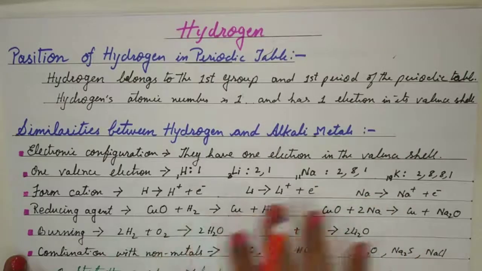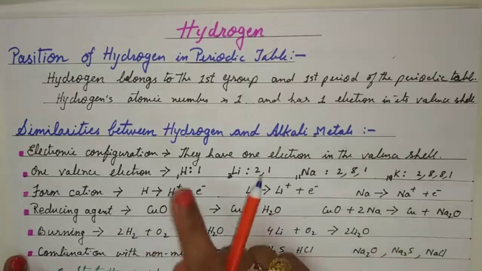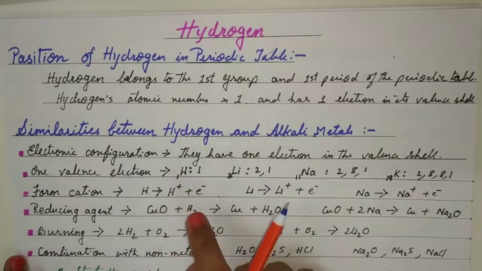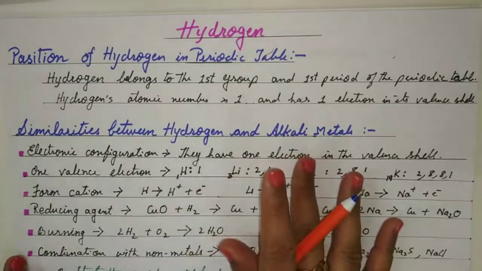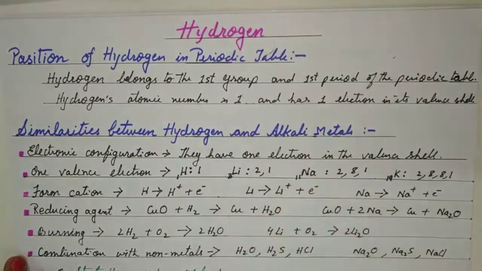Alkali metals are very reactive, so they are stored under kerosene oil, which is inert, because it prevents contact with air and moisture. So we take care of hydrogen also, that it doesn't come in contact with air or atmosphere, because the reaction is going to be very vigorous.